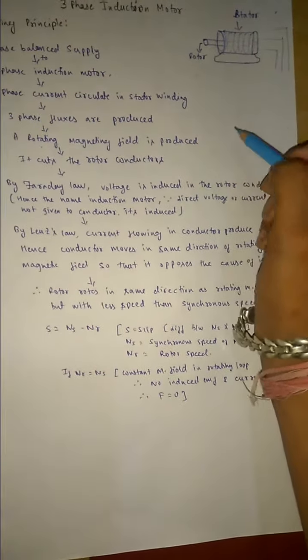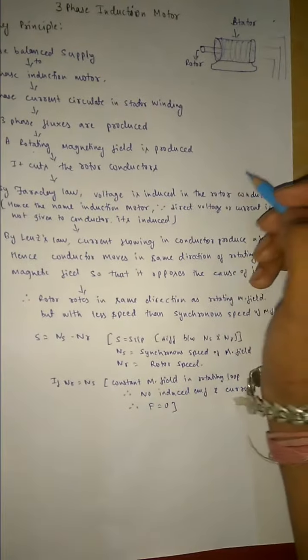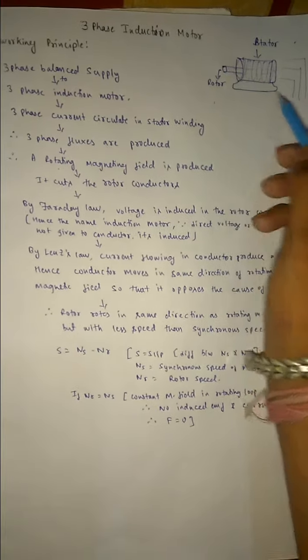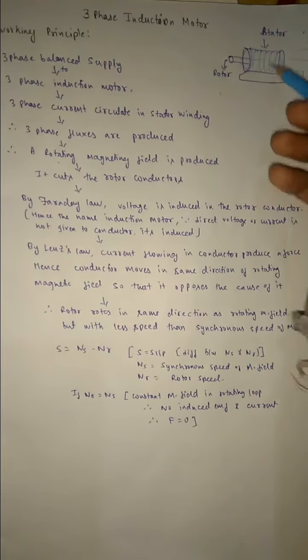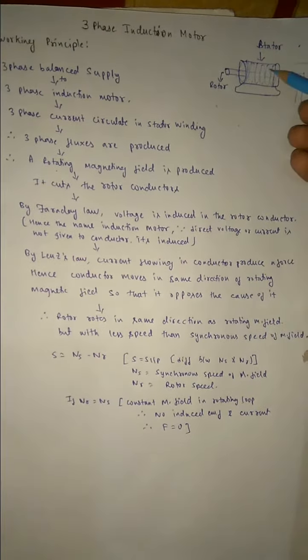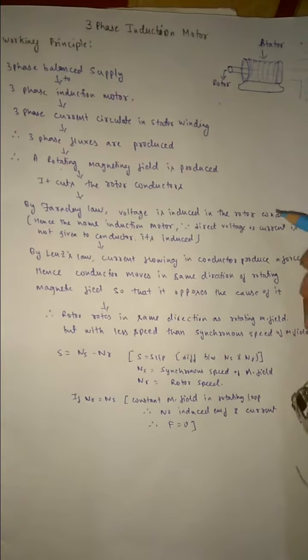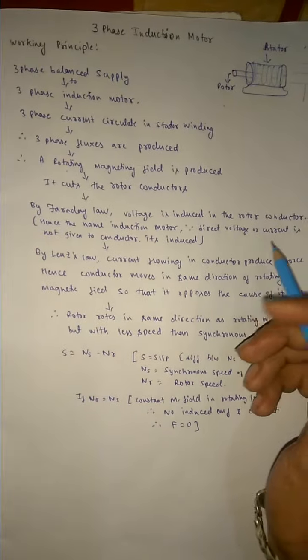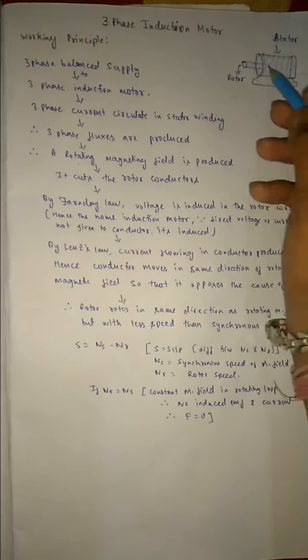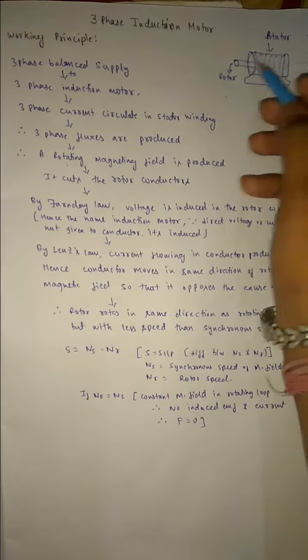Now this is the main thing we need to understand, why it is known as an induction motor. Here we have not given a direct voltage to the rotor. It is by induction that it is moving. That is, voltage is induced after the magnetic field cuts the rotor conductors. This is why it is known as an induction motor.